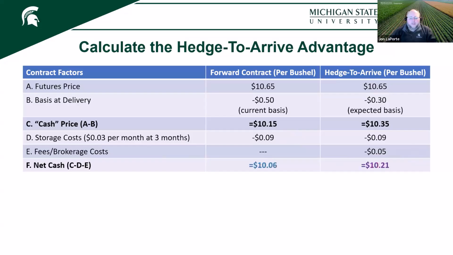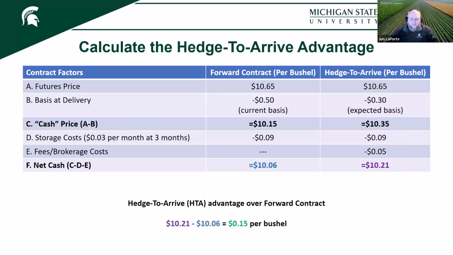So when we do the initial math on that, we start with a forward contract. We subtract 9 cents for storage from 10.15. Now we're looking at a net cash price of about $10.06. We've got the same 9 cents for storage. We're going to take that off the 10.35 for the hedge to arrive. You've got to take off that additional 5 cents. And essentially, because we were targeting a higher price, we're going to end up at 10.21. So the advantage over the forward contract in this example is roughly about 15 cents that we're hoping to gain when all things are said and done.